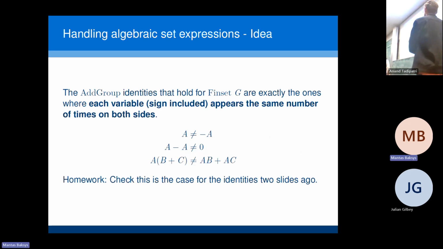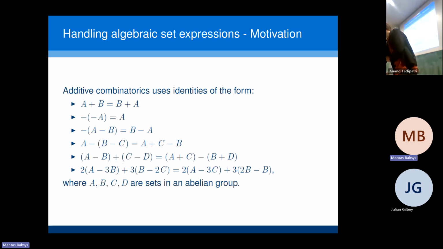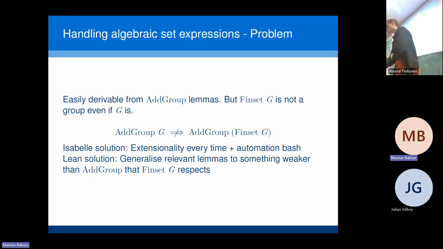So this is where we notice things. If you look up two slides ago, which we can do in a second, but just bear with me. If you look at all of them, you see that each set appears the same number of times on the left and on the right. And importantly, it appears with the same sign. So typically, this minus b here cannot become a plus b there. Well, unless you're in characteristic 2, of course. Okay, go back.